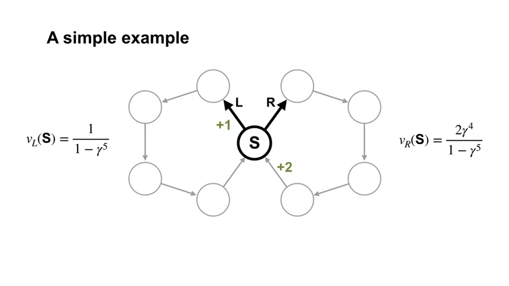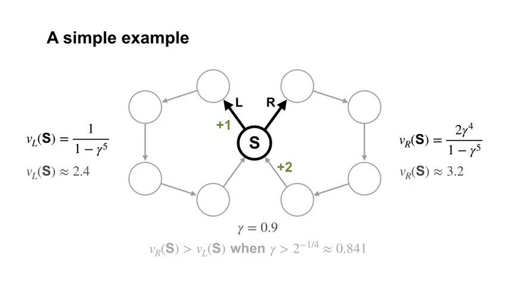Let's think of the value of state S under these two policies for particular values of gamma. If gamma is 0.5, VL is approximately 1, and VR is approximately 0.1. This means the policy that takes the left action is preferable under this more myopic discount. Let's try a larger value of gamma, 0.9. VL is now approximately 2.4, and VR is approximately 3.2. So now we prefer the other policy. In fact, we can figure out the minimum value of gamma so that the agent prefers the policy that goes right. Gamma needs to be at least 0.841.